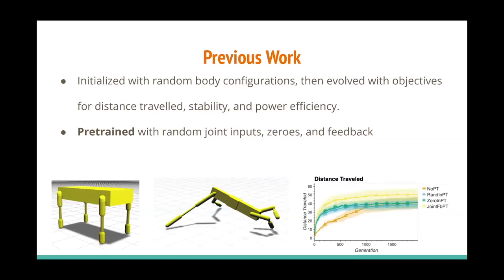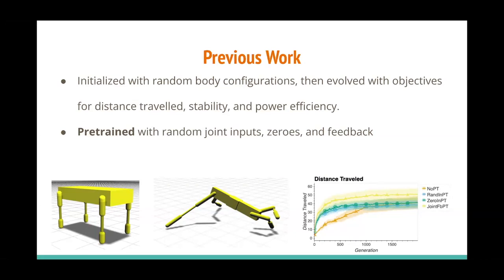Our previous work focused on just building this pipeline. The way it works normally is we have several different treatments that create different brains and morphologies, and sometimes we start with random body configurations. Then we allow them to evolve with certain objectives like distance traveled, stability, and power efficiency.